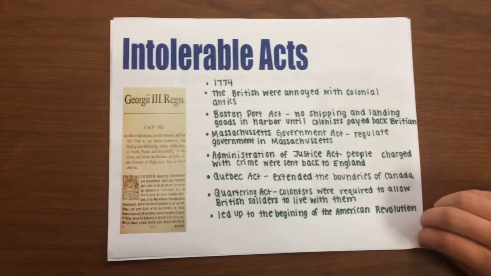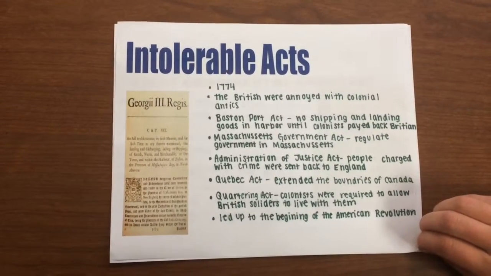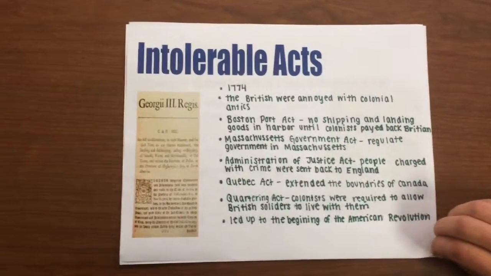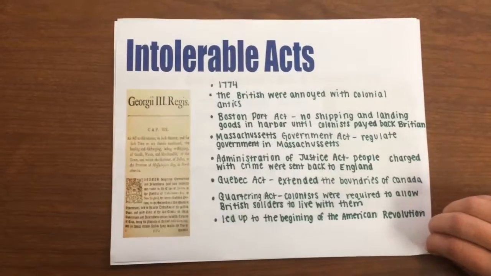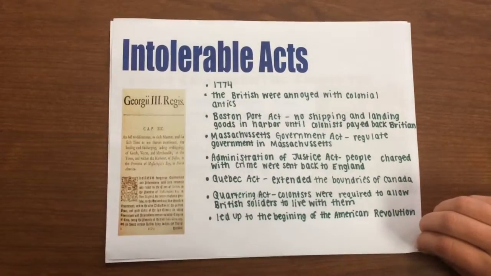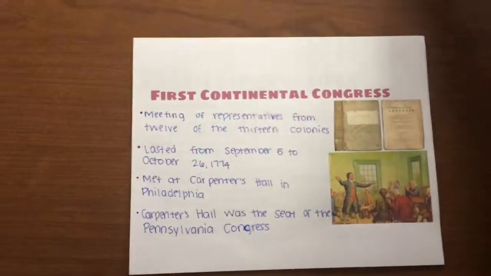Administration of Justice Act. People charged with crime were sent back to England. The Quebec Act. This extended the boundaries of Canada. The Quartering Act. Colonists were required to allow British soldiers to live with them. These acts led to the beginning of the American Revolution.